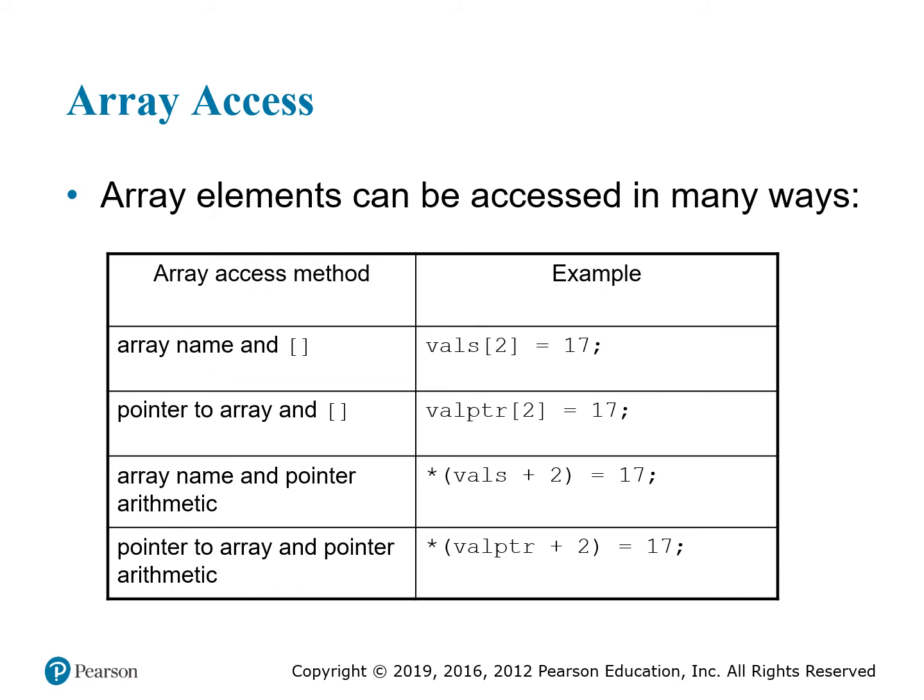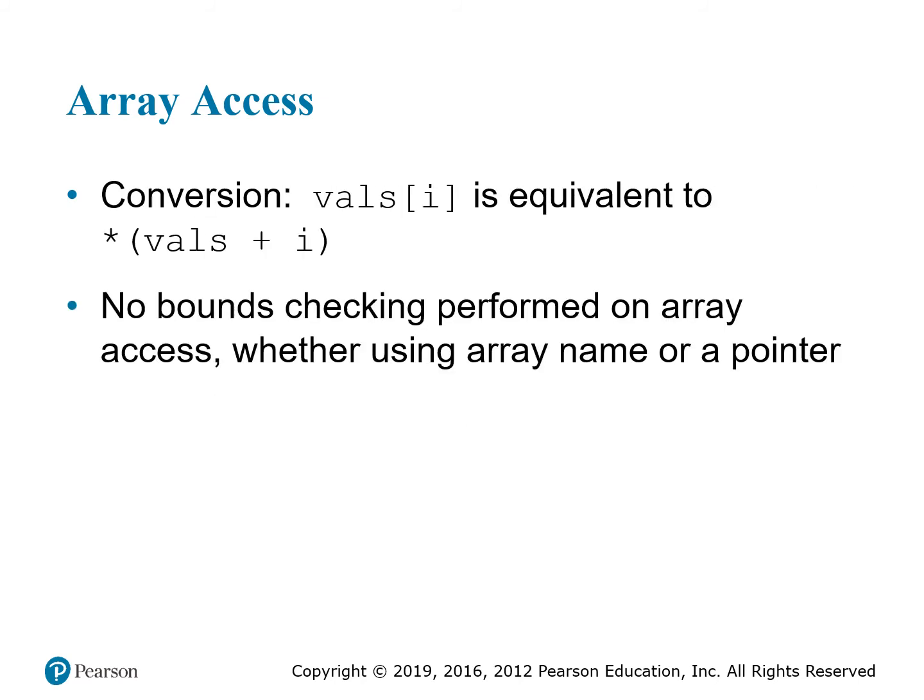Okay, this shows you that you can use an array with the square brackets. You can use a pointer with the square brackets. You can use an array with the star notation. You can use a pointer with the star notation, and it all gets you the same place in the array. So, in case you haven't figured this out by now, vals at I is how we pronounce that. Vals square bracket I is equivalent to star vals plus I. Okay.